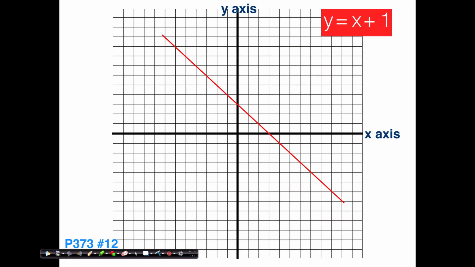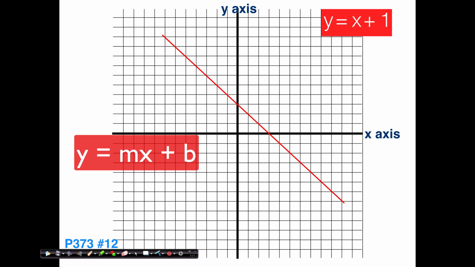All right, so let's now take a look at our second equation, y equals x plus 1. Same method as before. Let's look at our y-intercept, which is 1. So that's our first point, and then our slope is 1 over 1. So it's rise 1, run 1, and there's our second point right there. And now we have enough for our second line.